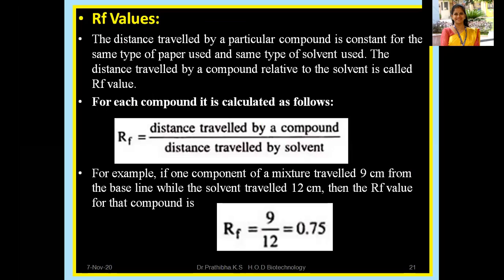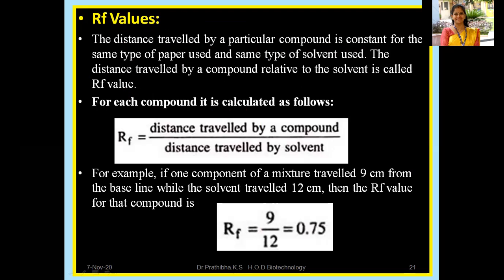Hope you're able to understand. Now let us go to the RF values. The distance traveled by a particular compound is constant for the same type of paper used and the same type of solvent used. The distance traveled by a particular compound will be the same. The distance traveled by a compound relative to the solvent is called the RF value.